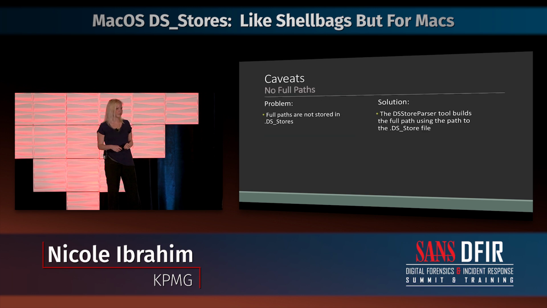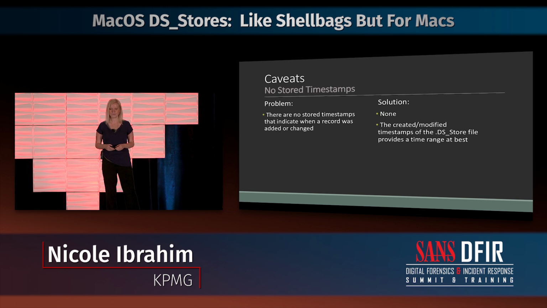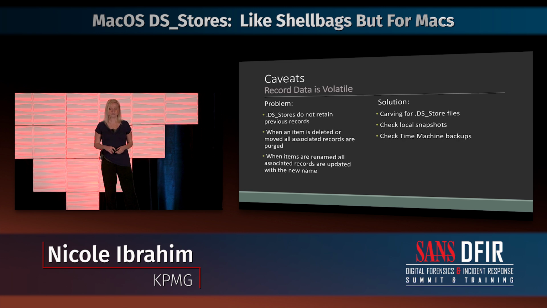So we don't have any full paths. But luckily for us, the DSStore parser does generate the full path for us using the DSStore location in addition to the record name. And we don't have any stored timestamps. That was not one of the 4 components. So unfortunately, we can parse the records in the DSStore, but we can't tell when something happened. We can't tell when the folder was accessed. Unlike with Shellbags, we don't get timestamps here. The best we have is the created and modified time to give us a time range.